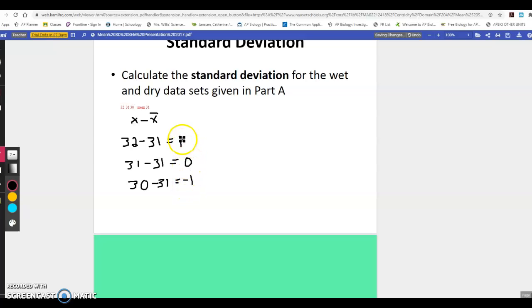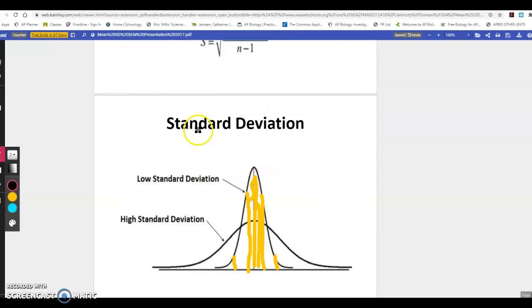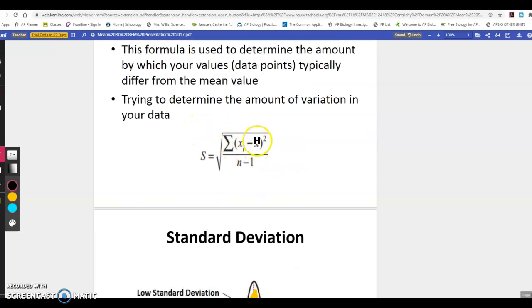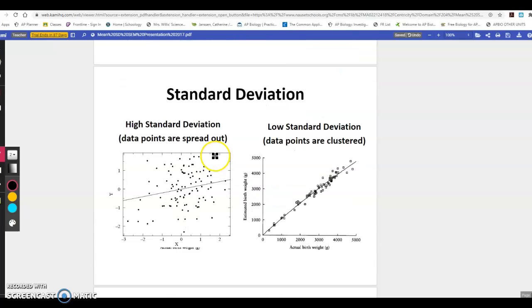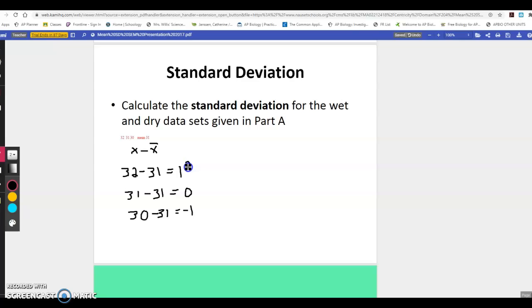Now the next step, if we go back and look at this equation, is to take the x minus x bar, which we just did, square it, and then add all the values together. So I need to square this, and square this. So we have 1, 0, and 1. Now we need to do the sum. So 1 plus 0 plus 1 is 2.